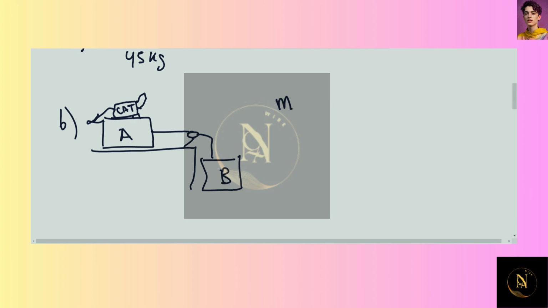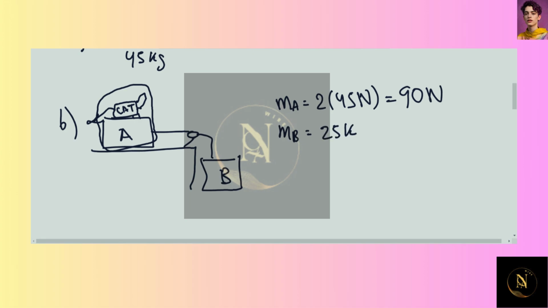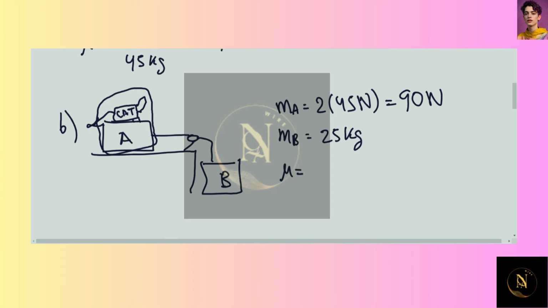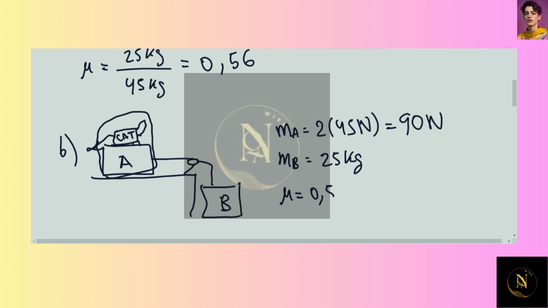Well, now the mass mA, we're going to call all of this mA. So it will be the mass of the cat and the mass of the block. We know that they have the same weight, so it will be 2 times 45 newtons, which is 90 newtons. And for block B, we have the same as before. So we found that the coefficient of friction is 0.56.